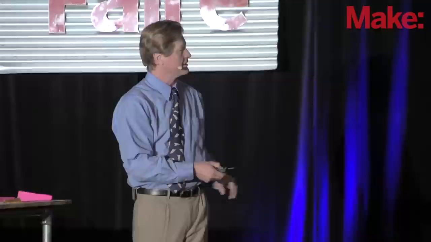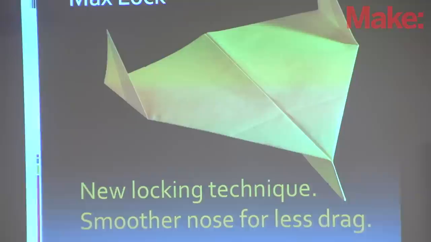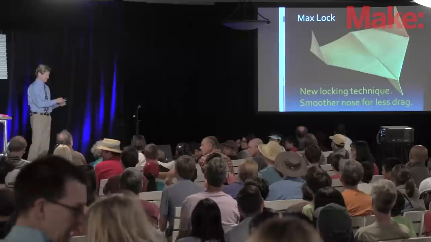Now, the max lock that you saw fly just a moment ago, here's the big feature on that. It's a locking plane. The nose of the plane is locked together, and it's completely seamless on the nose. You'll get better. It always gets better.